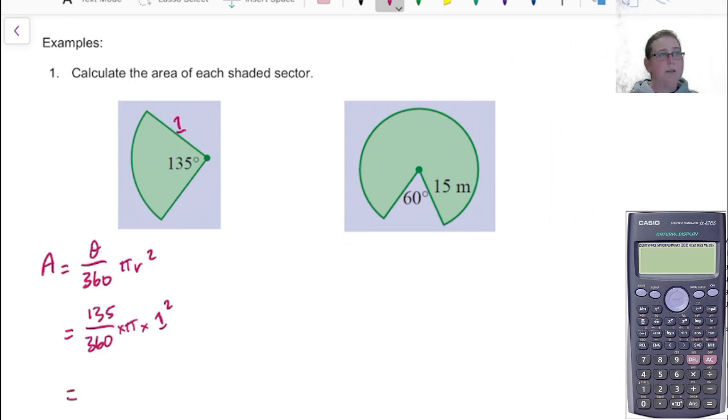So we just have our calculator here down the bottom. And as you can see, we have all the keys that we need on here. We're going to start by finding our fraction key.